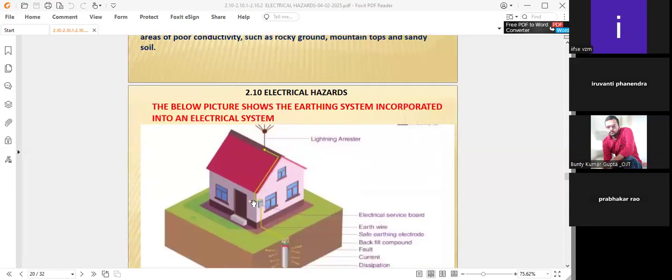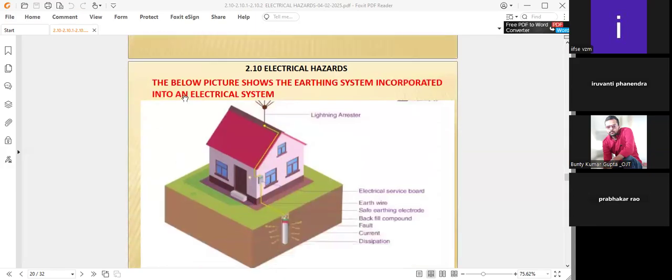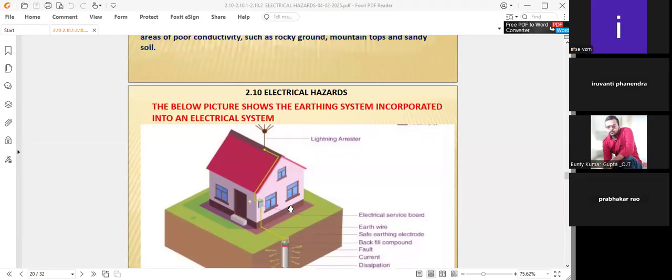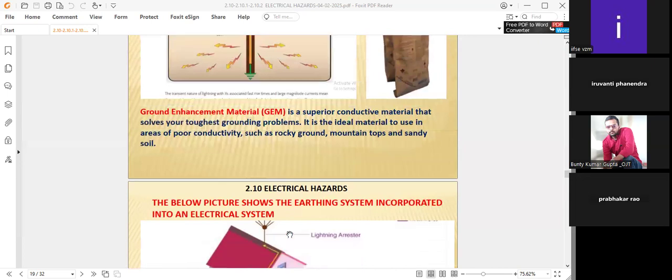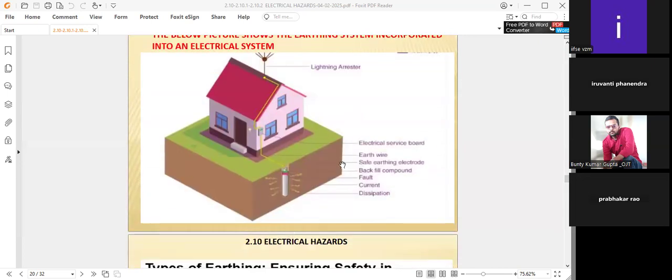Coming to some representation, the picture below shows an earthing system incorporated into an electrical system. Here the lightning arresters we will be discussing in the next session, next week. Lightning arresters also will be taken care of. In this, the isolator will be there, the electric service board, where the earth wire is to be connected to this system.